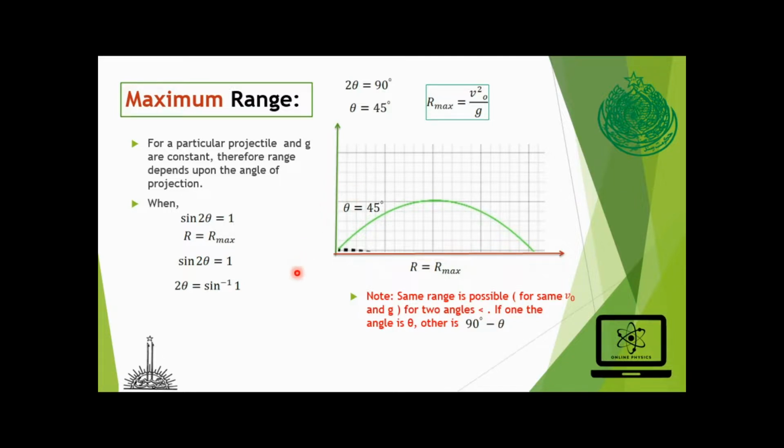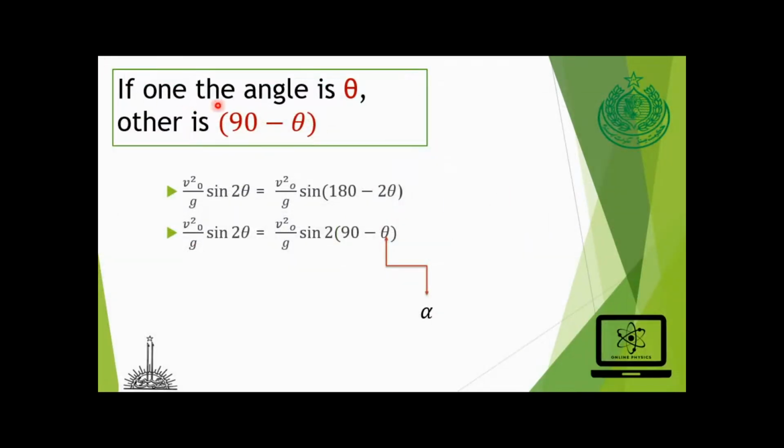So here we have one more point to remember. We will get the same range at two different possible launching angles. One is this theta and the other is 90 minus theta. Let's see how. If one angle is theta and the other is 90 minus theta, so see here, v naught square upon g sine 2 theta is equal to v naught square upon g sine 180 minus 2 theta. So we will take 2 common, this will become 90 minus theta. So this is 2 theta and this is 2 alpha.